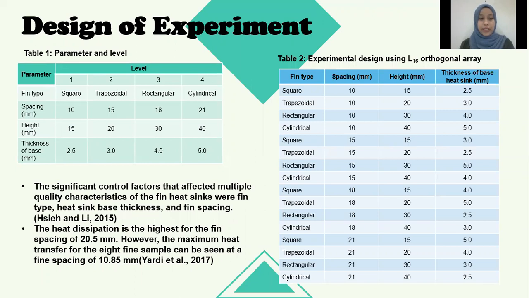Next, we move to the design of experiment. Table 1 shows the parameters and levels of experiment that have 4 levels and 4 parameters, which are fin type, spacing between the fin, height of the fin, and the thickness of heatsink base. Hsu and Lee 2050 state that the significant control factors that affected multiple quality characteristics of the fin heatsink were fin type, heatsink base thickness, and fin spacing.